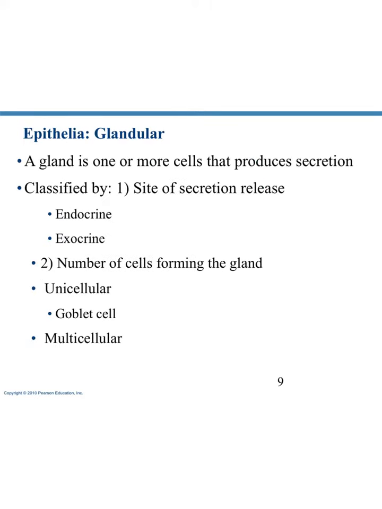Now talking about when epithelial tissue is secretory. There's a few different things that we can talk about or classify these. So if the gland itself is made up of one or more cells, and again it produces a secretion, some type of fluid, we can classify glands based on where the secretion is released. So we're going to talk about the difference between endocrine versus exocrine, and also the number of cells that form the gland. Most of the glands in the body are going to be multicellular. There's really only one important unicellular gland, and that's going to be the goblet cell.